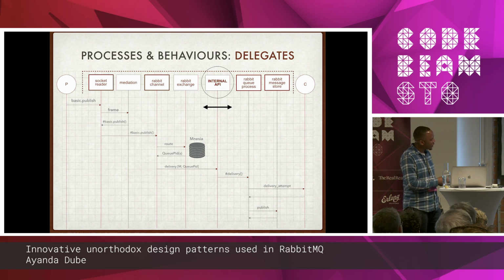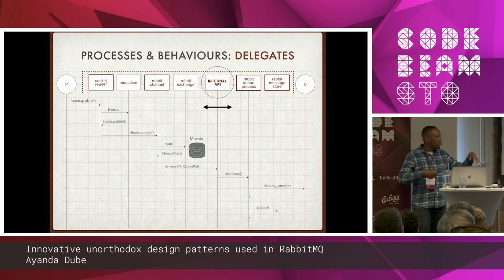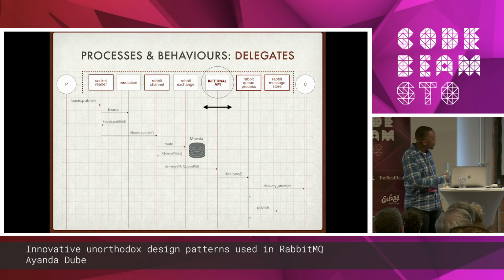So this is used in that API, right? That internal API logic in Rabbit, when the channel wants to forward a message to a queue, because queues can exist across different nodes, right? So basically, that's where you find delegates being used.